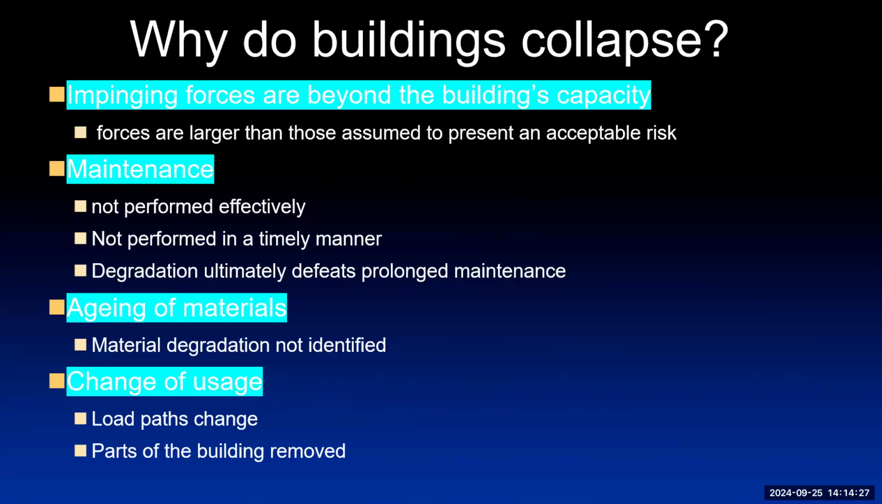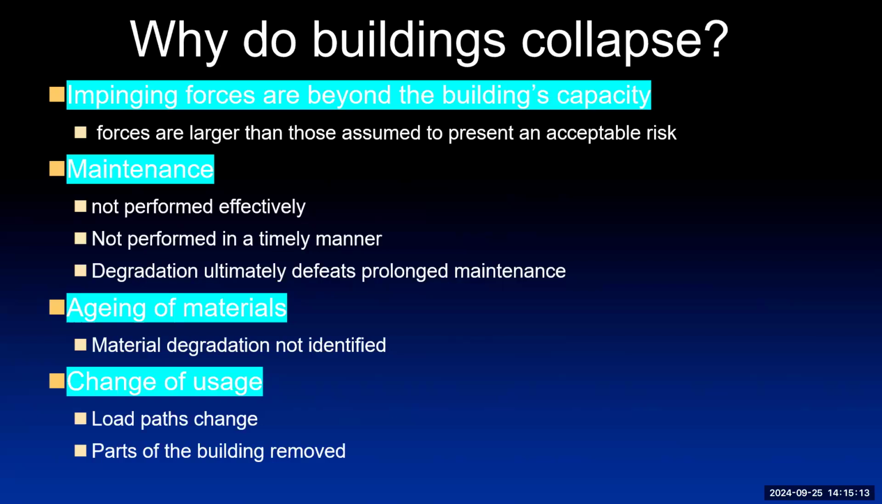And then we have the problem of maintenance. It can be performed not effectively. People can take shortcuts. It may be performed not in a timely manner. But the big thing is that degradation happens all the time. Buildings do. If you do nothing to them, eventually they will fall down. So there's aging of materials, and it can be that materials are not identified, that they degrade without being able to see them. And then this aspect of change of usage, that is, load paths may change.